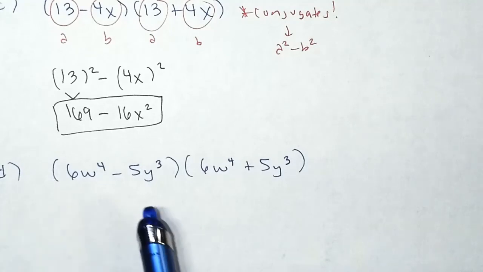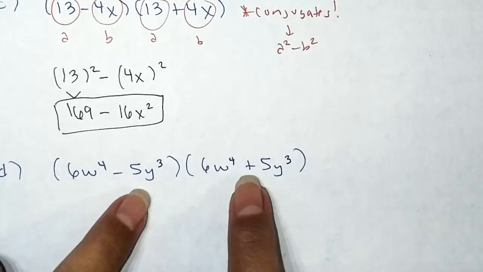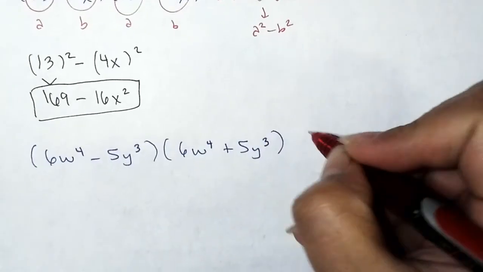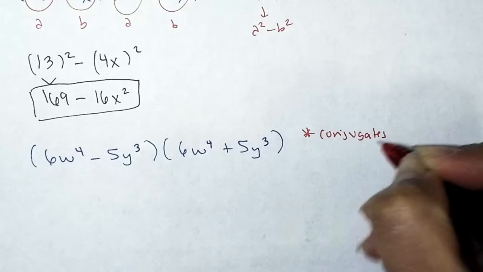But we notice that the binomials are the same, so I want to know, do they have a special relationship? Oh, I hope they do. You know, I hope they're conjugates. Okay, copy opposite. So yep, let's go ahead, talk to ourselves. So we have product of conjugates.